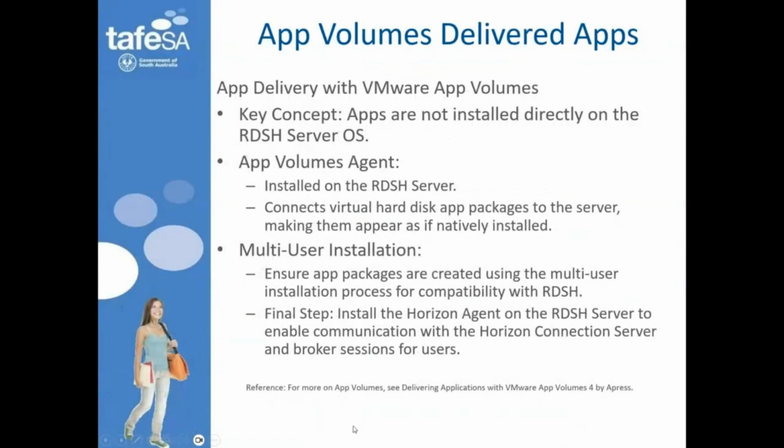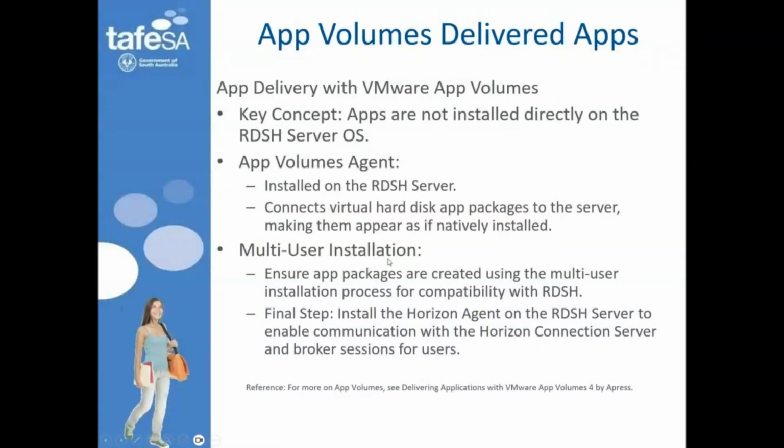All right, app volume delivered apps, app delivery with VMware App Volumes. The key concepts are that apps are not installed directly on the RDSH server, like we've been saying. The App Volumes agent is installed. This is an additional bit of software installed on our RDSH server. It connects a virtual hard disk app package to the server, and it makes the apps appear as if they've been installed onto the server. So it's effectively everything the same, except you don't go through the installation process. You just attach this virtual hard disk with the apps already installed onto the RDSH.